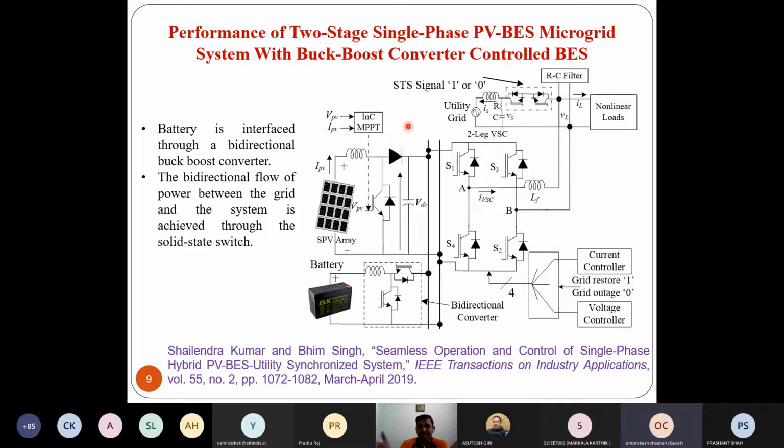So both the systems we have verified: single stage, two stage, as well as without battery and with battery, with the battery directly connected at the DC bus. This is the DC bus line where your SPV array as well as battery are connected, and then we have this voltage source converter. Again, the voltage source converter is controlled in current control mode as well as in voltage control mode.